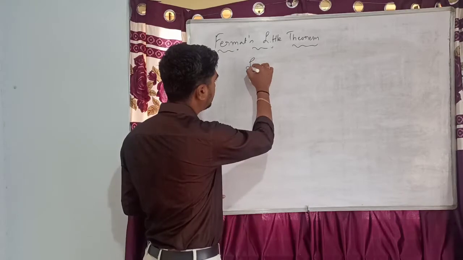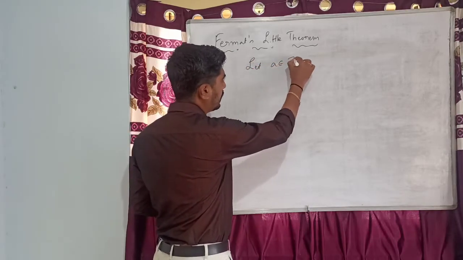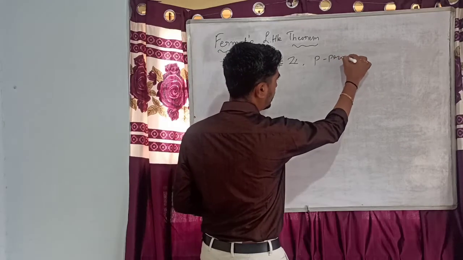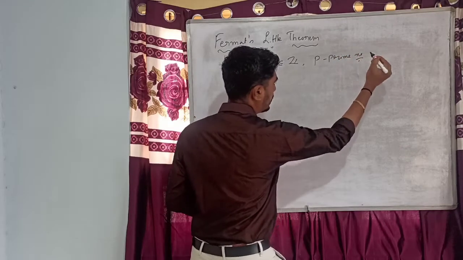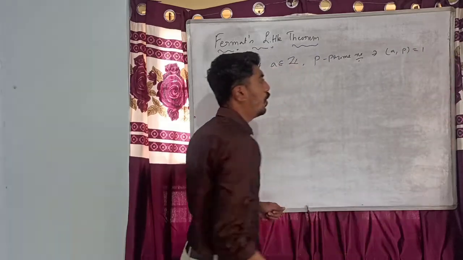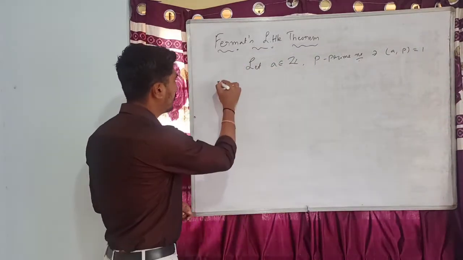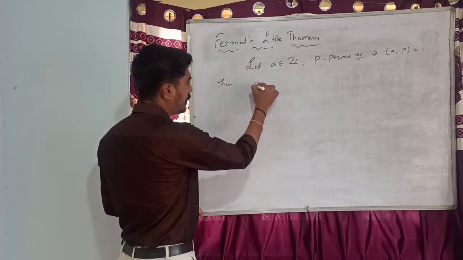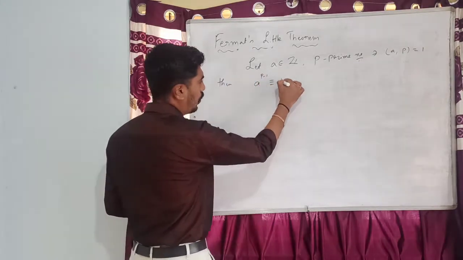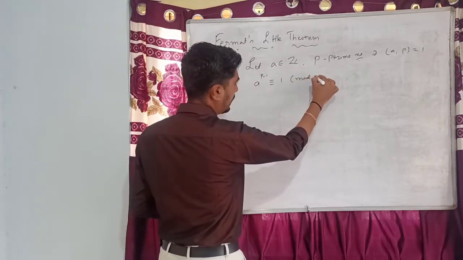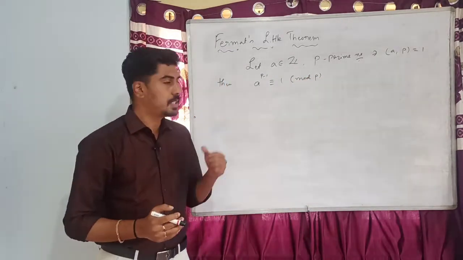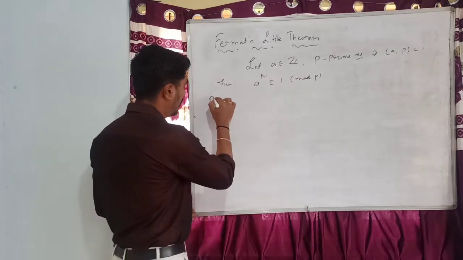Let A be an integer and P be a prime number such that GCD of A and P is equal to 1, then A to the power of P minus 1 is congruent to 1 modulo P. To prove this, first I consider the integers. Proof.